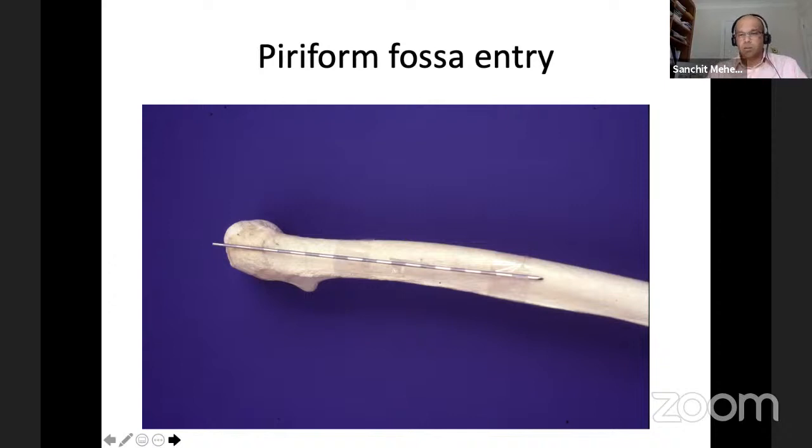And so as you can see with that pin marker, if you get entry through the piriform fossa, not so much in uncemented hips, but certainly key in cemented hips to get adequate cement mantle all the way around, piriform fossa entry is the key. And this is directly in line. So the risk of perforation of the cortices and things like that is very minimal.